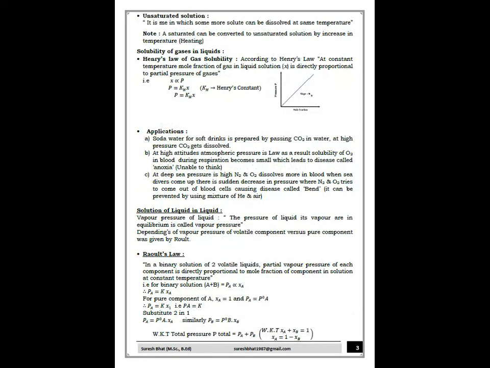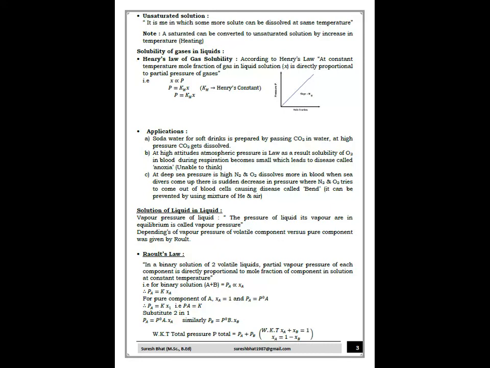Now, coming to the next, unsaturated solution, the opposite of that. It is the solution in which some more solute can be dissolved at the same temperature, right? It is the solution in which still some more quantity of solute can be dissolved. For example, in 100 ml, the maximum amount of sugar that can be dissolved is 10 grams. If I added 8 grams of sugar, that means it still has capacity to dissolve 2 grams more. That type of solution is said to be an unsaturated solution.